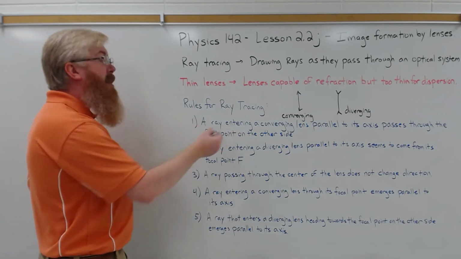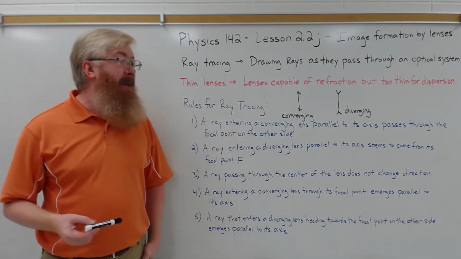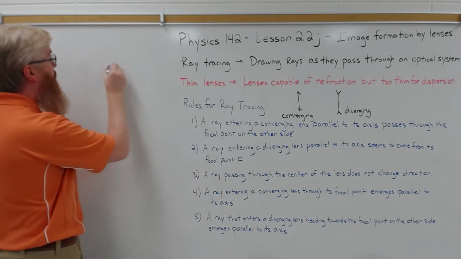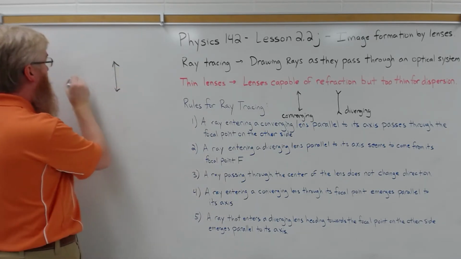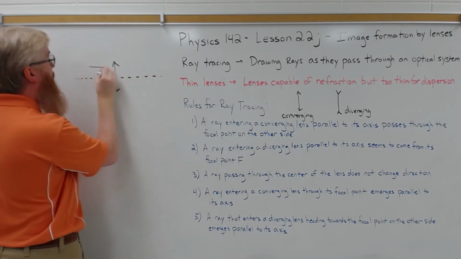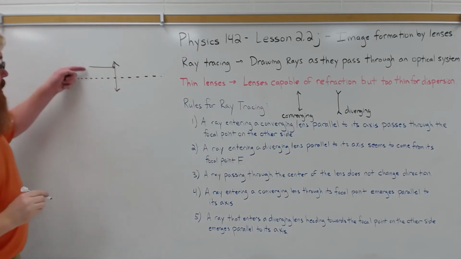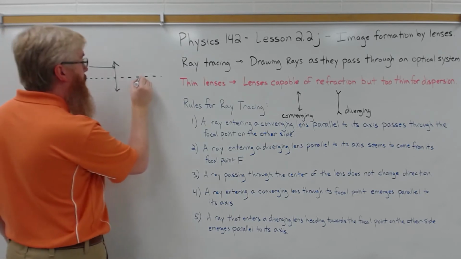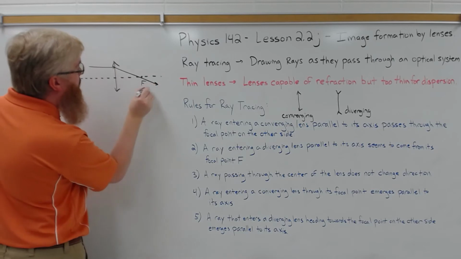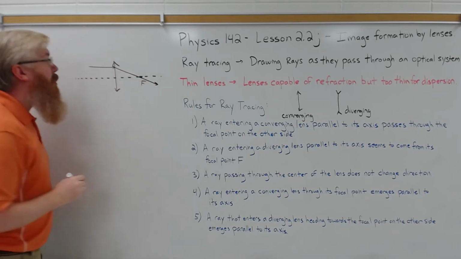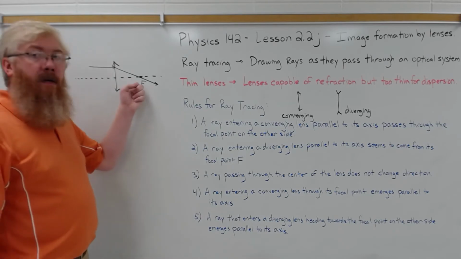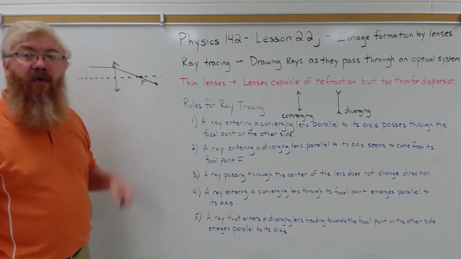So, a ray entering a converging lens parallel to its axis. Here we'll draw a converging lens, and here we have the optical axis. A ray coming in and striking parallel to the optical axis, let's say this is the focal point here, will go through the focal point, missed it a little bit, but it will go through the focal point of that lens. So a parallel ray will go through the focal point of that lens.